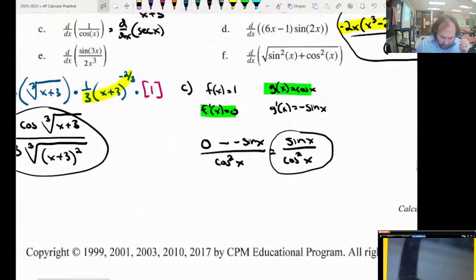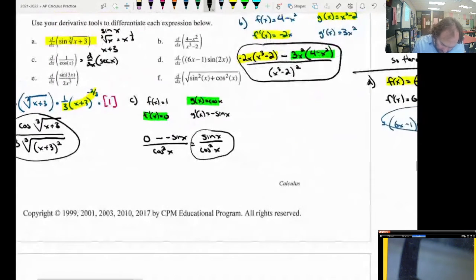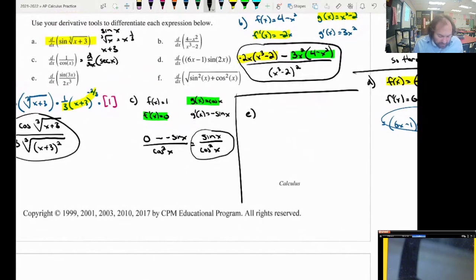You had another quotient rule problem. This is going to be a long video. I kind of knew that going in. I'll probably have to break this up into 2 parts the more I think about it. Again, E is another quotient rule problem. f of x on top is the sine of 3x. That's going to require the chain rule. g of x on the bottom is 2x to the third power.